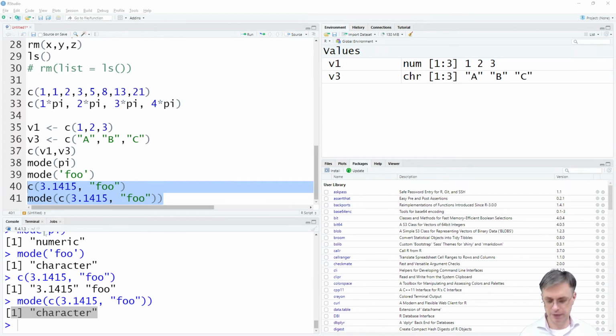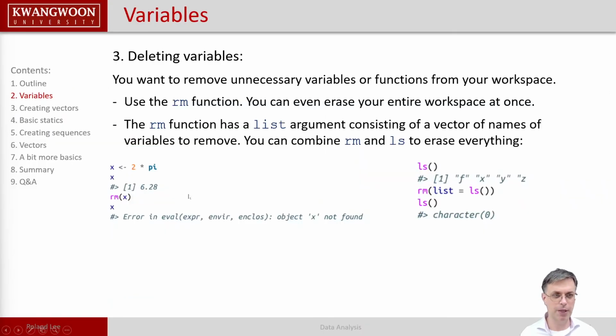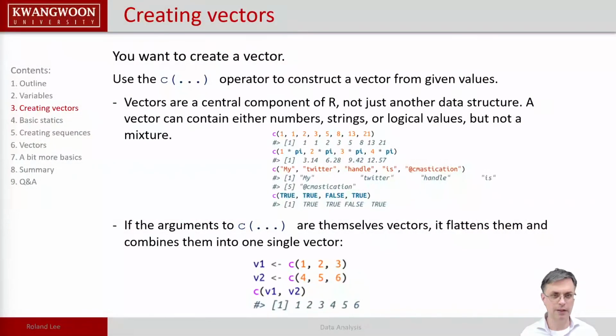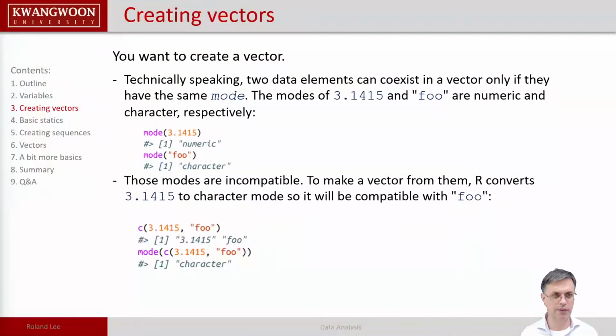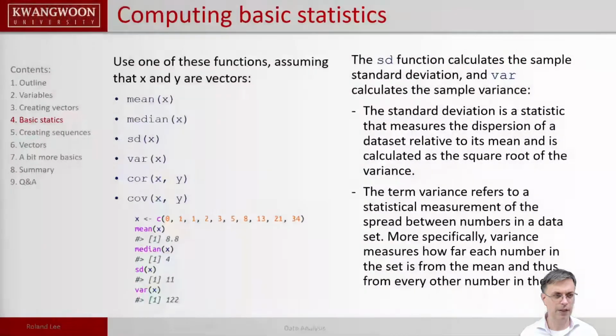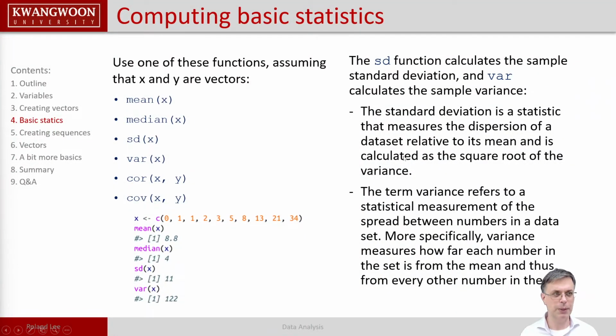The next part is computing basic statistics, which we are supposed to do. Okay, so let's take this example here, and then once we finish, this is completely over. So here we go. You use one of the following functions: mean, median, standard deviation, variance, and correlation or covariance.